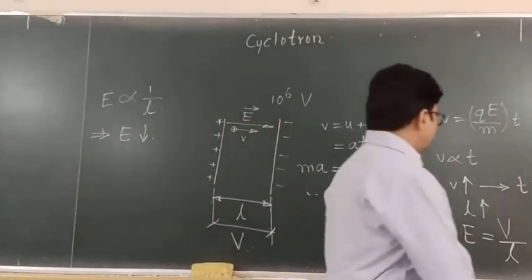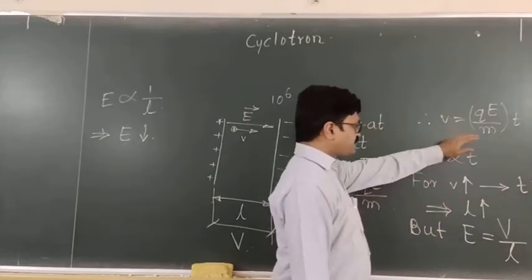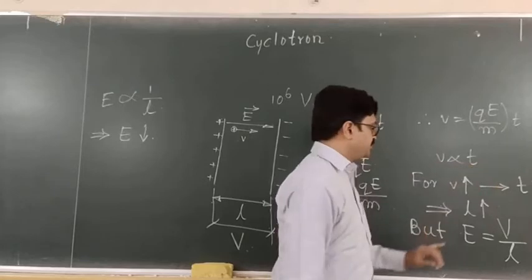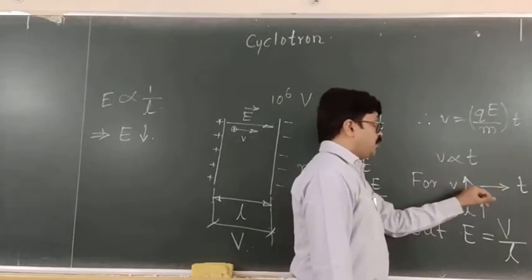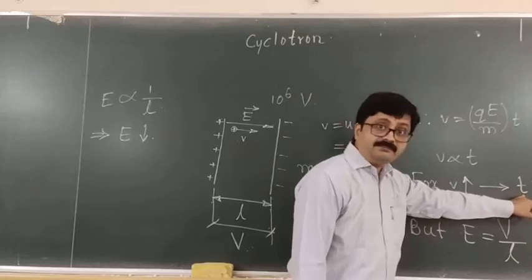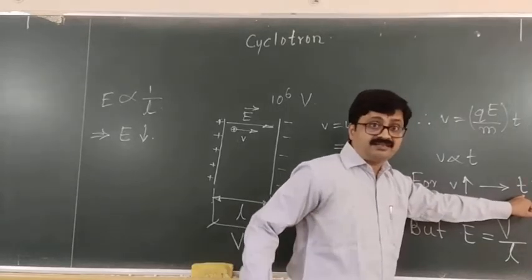I'll repeat once again what I have explained. From this expression, v is directly proportional to t. And in order to increase the speed, I must increase the time interval between the two plates.